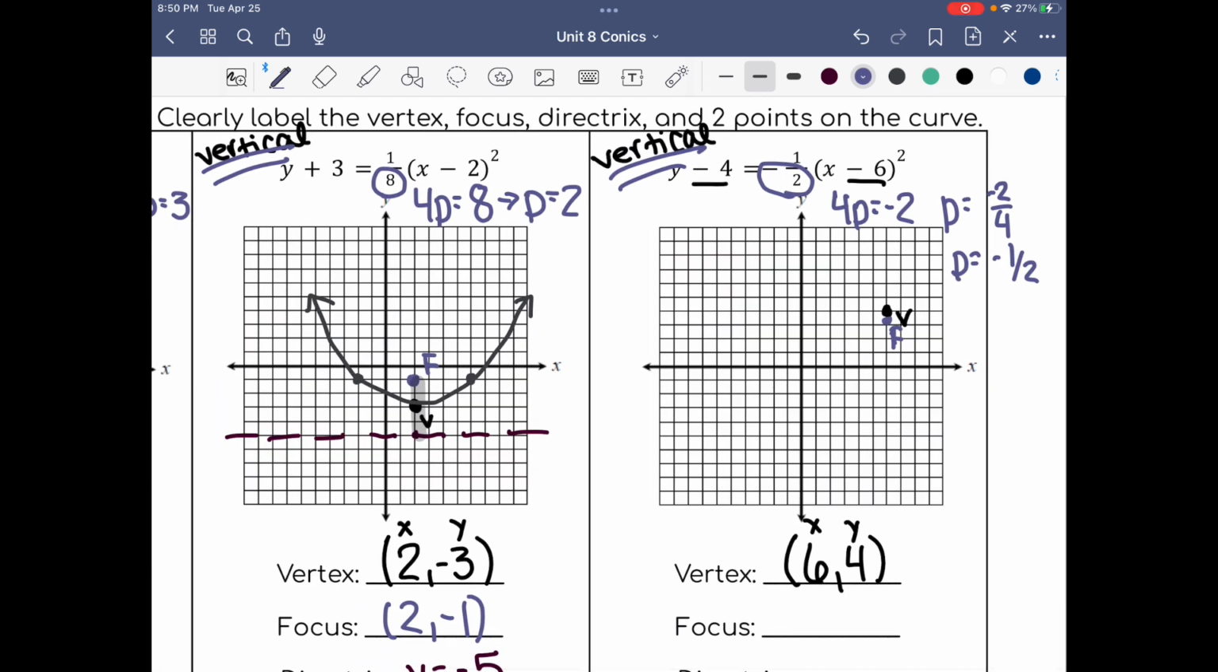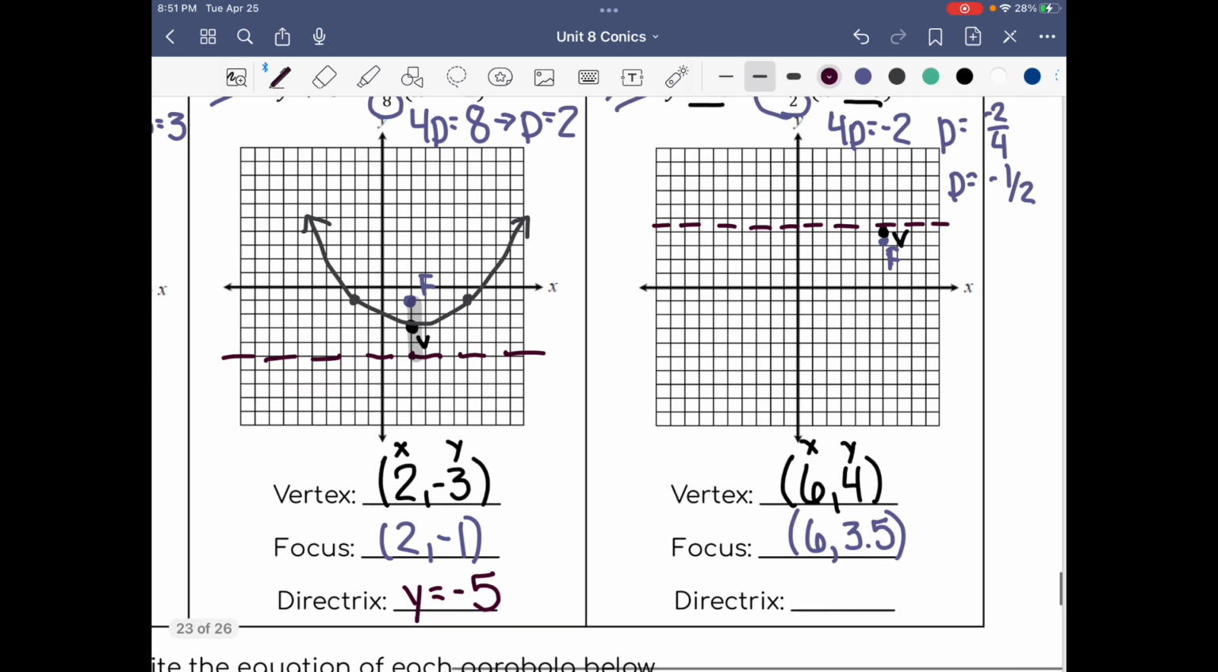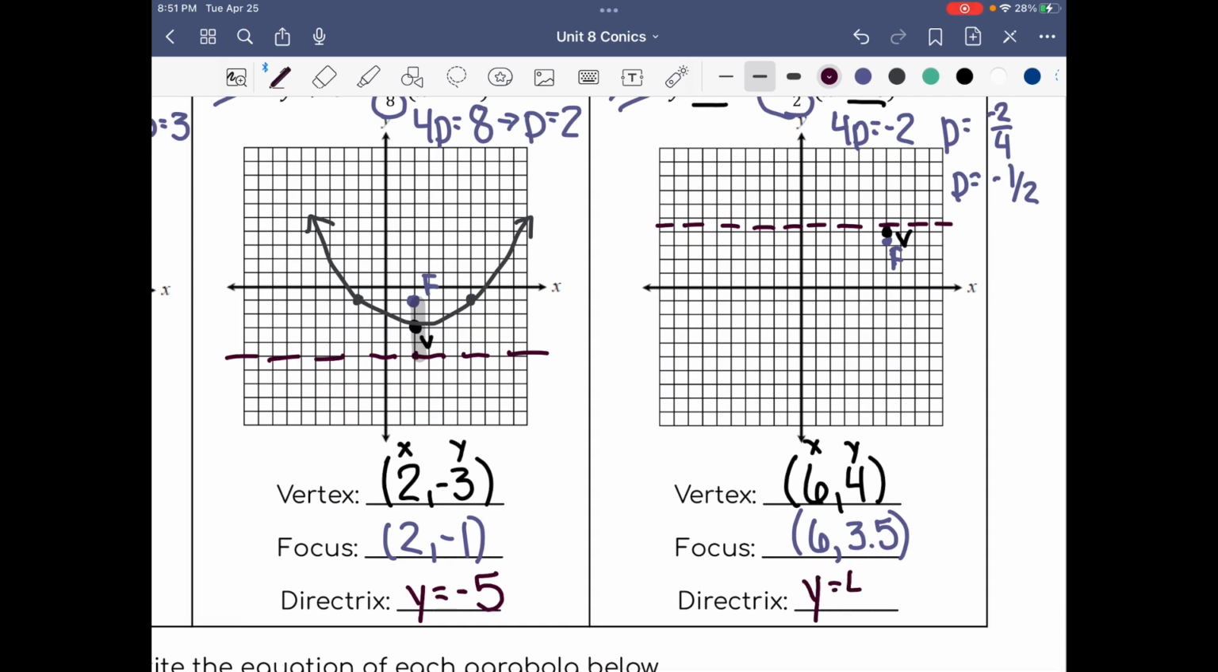Since I only went down 1/2, that means that point is still over 6, but instead of being up 4, now it's only up 3.5, because I went down 1/2 unit. And my directrix is going to be 1/2 unit away on the other side, so it's going to be right here at y equals 4.5, because the vertex was at 4 and I went up 1/2.